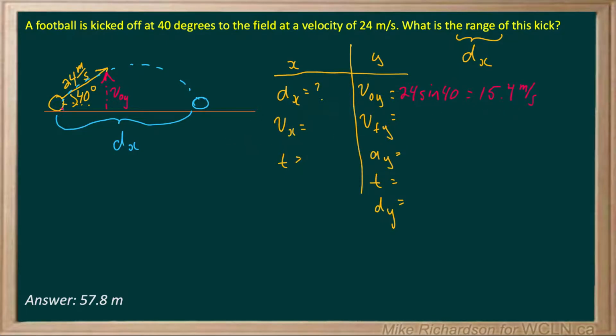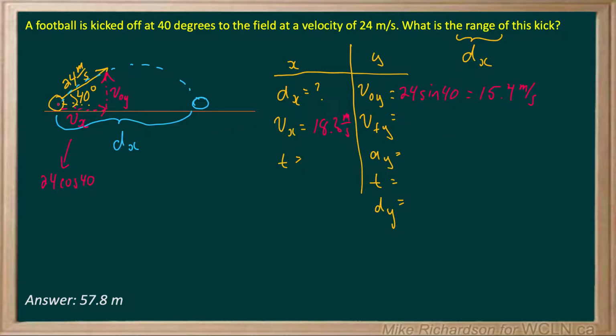Similarly, if I want to find Vx, and remember the x velocity never changes, it's constant throughout the path, Vx will be 24 cos 40, which gives us 18.3 meters per second.